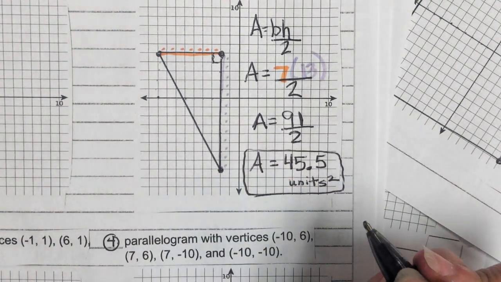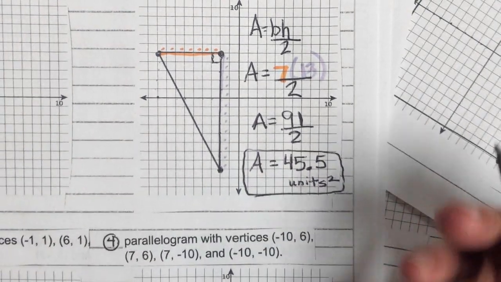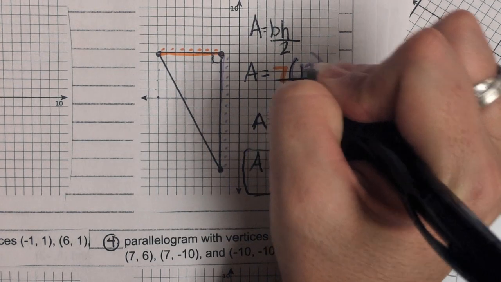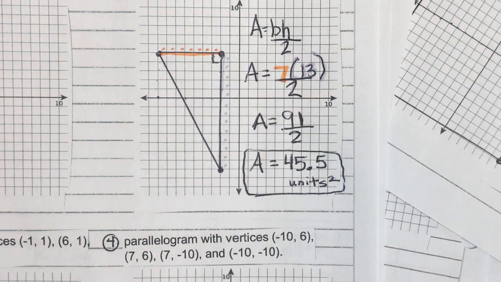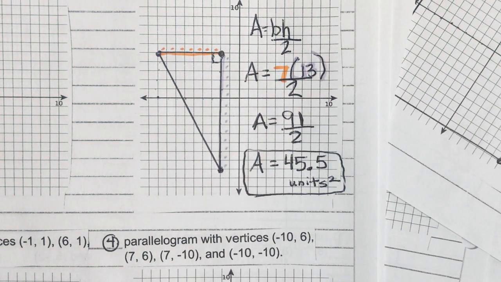$45.5. Y'all are cracking me up. Units squared. So it's the same math. It's just kind of in a shape too. Good on that one? Okay.